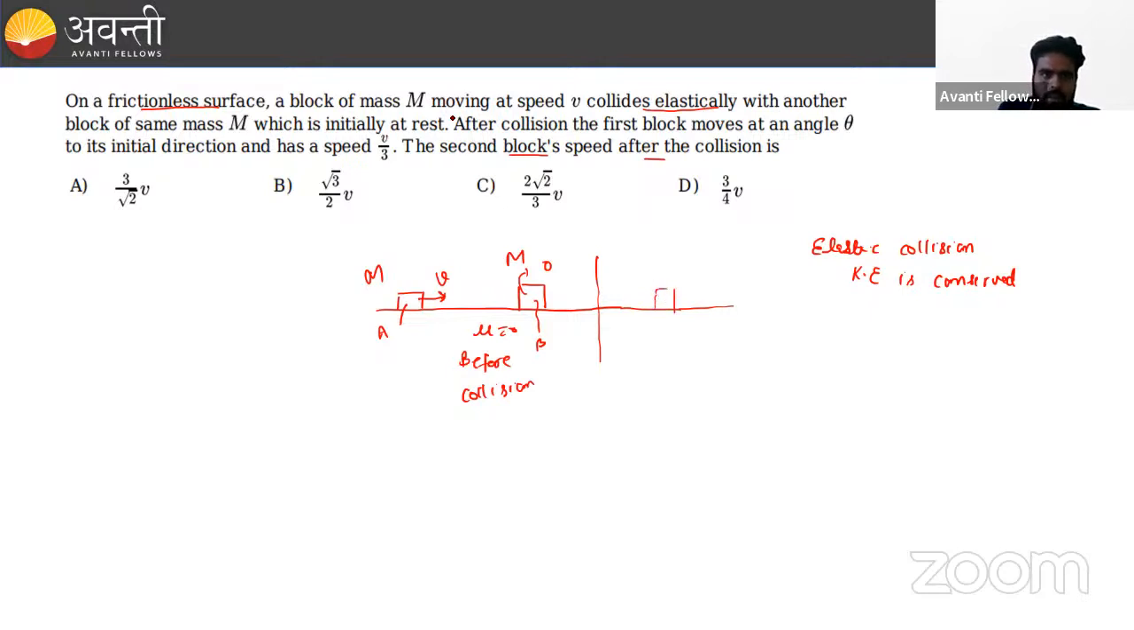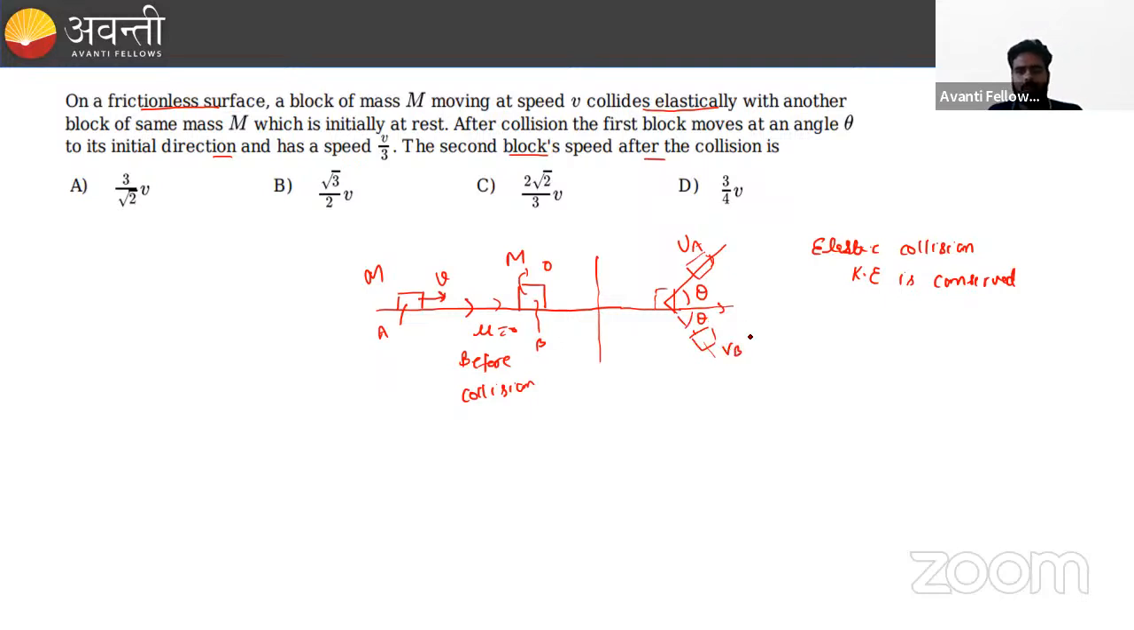Suppose after the collision, the first block moves at angle theta with the initial direction. This is the initial direction of motion. Block A is moving in this direction after the collision, and this makes angle theta with the initial direction of motion. This is the velocity of block A after the collision. Block B is moving in this direction.